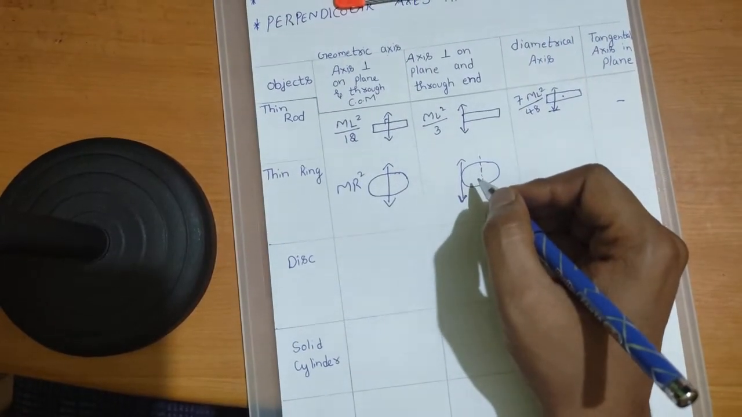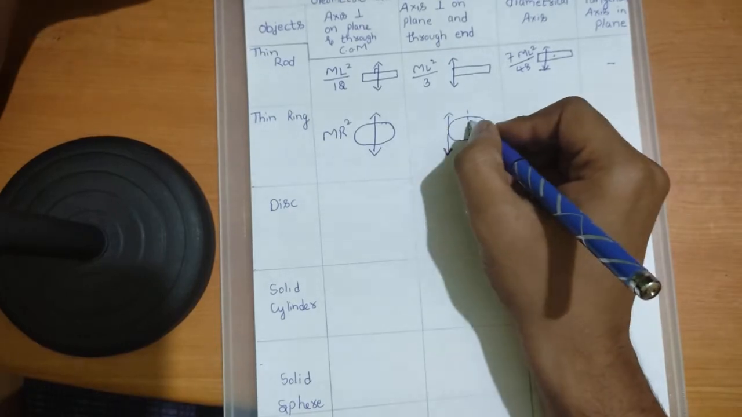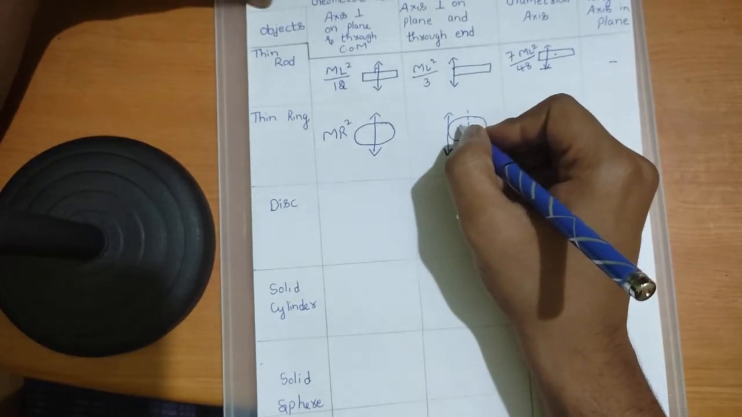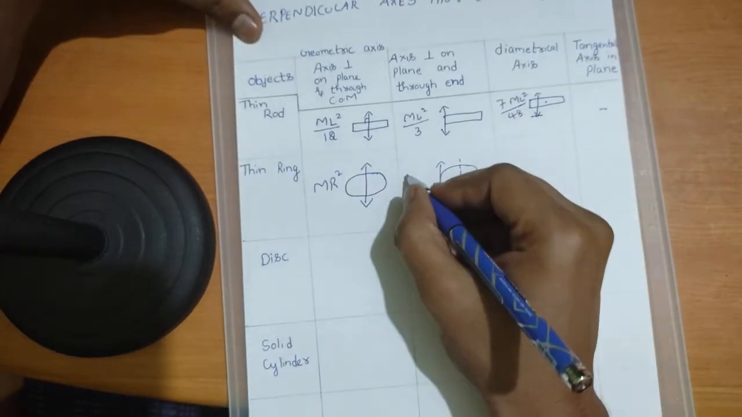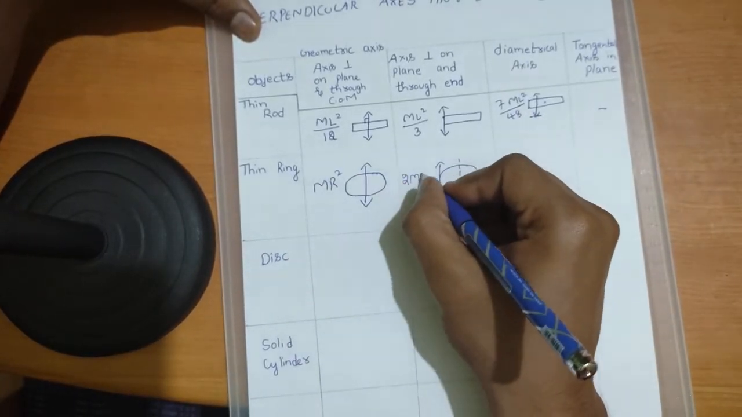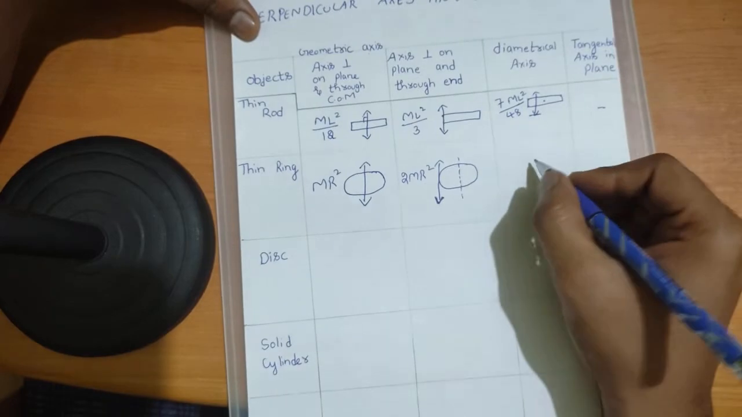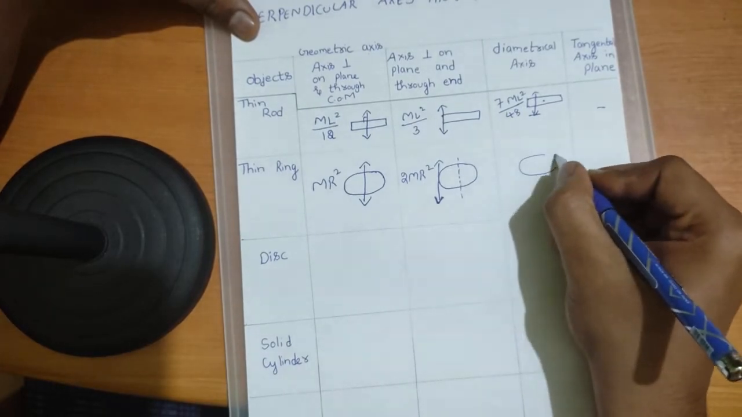As you can see, here we can apply the parallel axis theorem. So for the parallel axis theorem we have to add 1 mr². Now what will it become? 2 mr². Next case, let us take a ring.